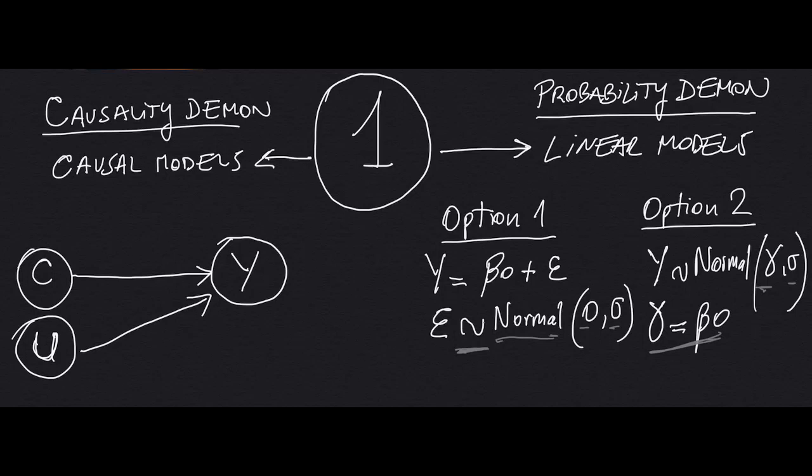Now in both cases, in option 1 and option 2, we don't know beta 0 either. So where does the beta 0 value come from? Well, we also use the beta 0 that comes from the sample.